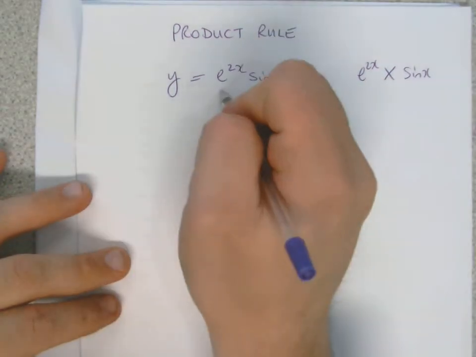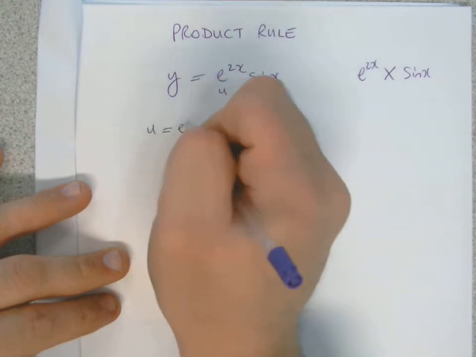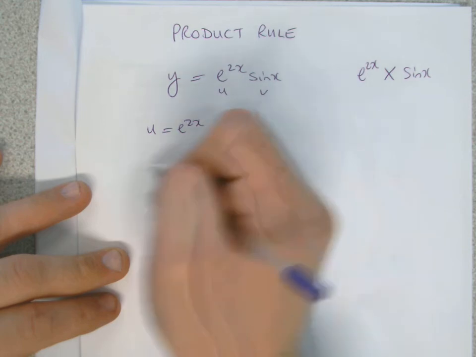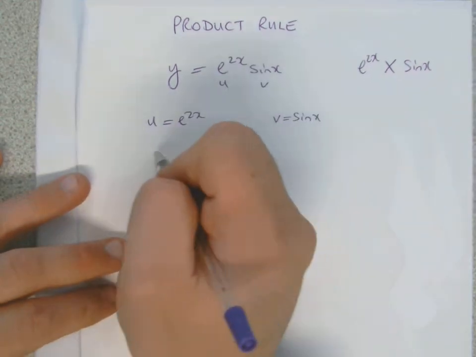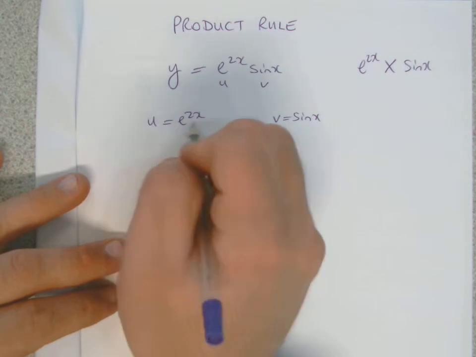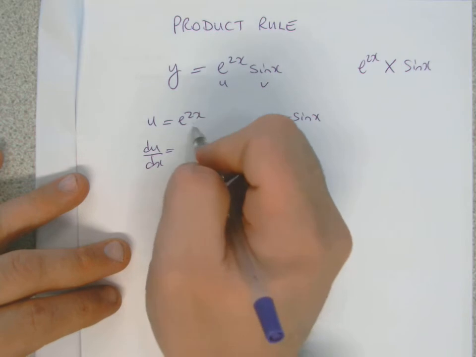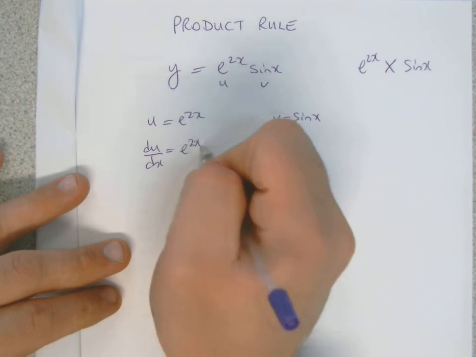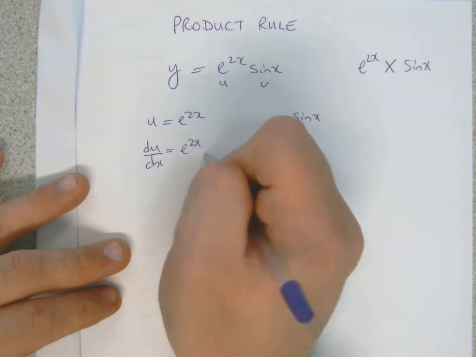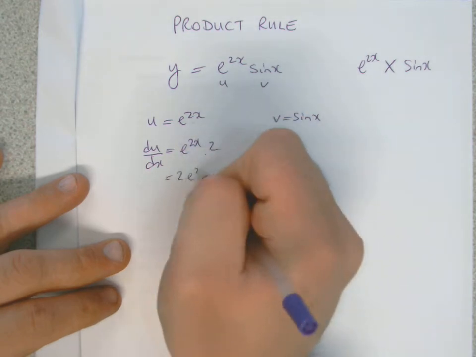So the product rule, we usually call the first function u and the second function v, and I just tend to write it down like this: u is e to the 2x, and then v is sine x. What you need to do is differentiate both, u with respect to x, so du dx, and we've seen before, you differentiate the outside function, e to the 2x stays the same, doesn't it? Because e stays the same, and you times by the derivative of the inside, which is 2. So you get 2e to the 2x.